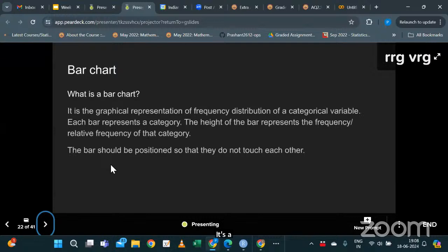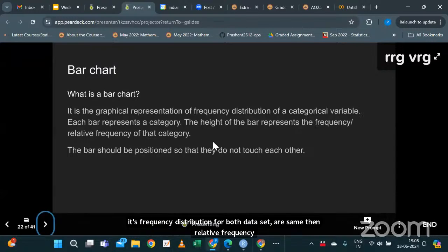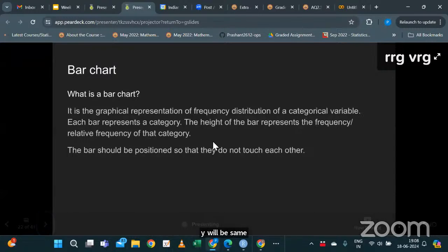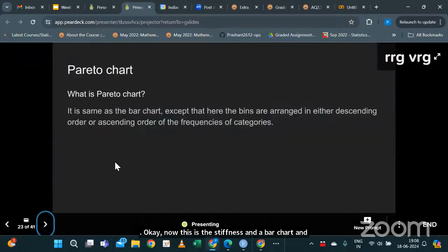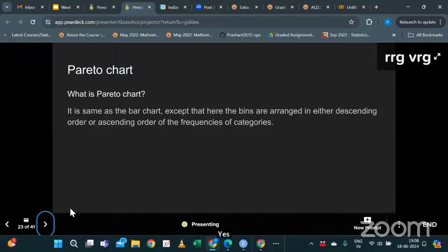Now this is just a definition of a bar chart. It's a graphical representation of the frequency distribution of categorical data. And we use a bar chart when we are interested in counting each category, right? And what is the Pareto chart? In a Pareto chart, as we have discussed in the previous two sessions, we are sorting the frequencies, either in ascending or descending order. That's not a problem. The key thing to keep in mind is that we have to sort the frequency.